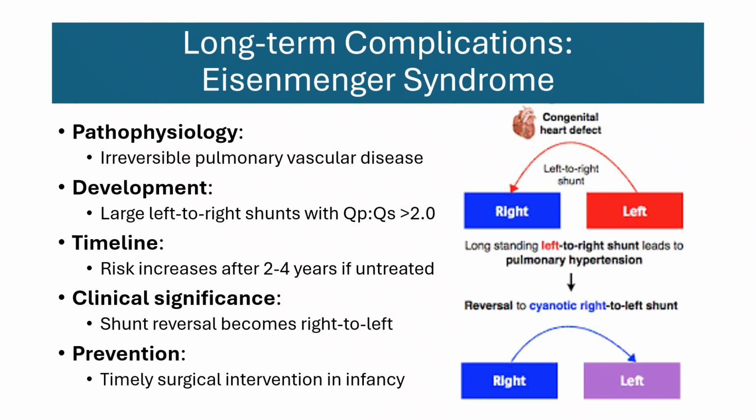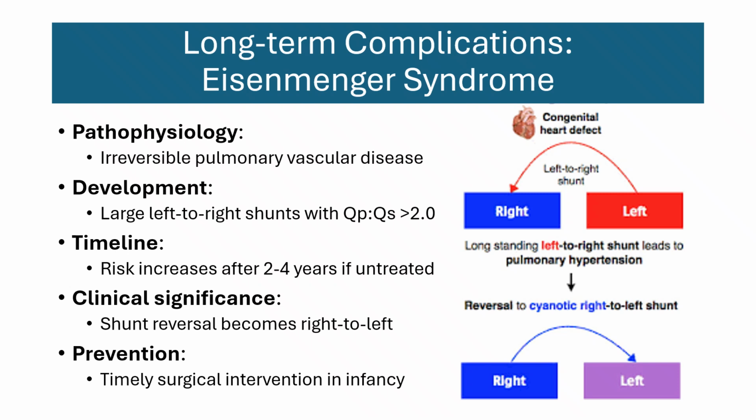Once pulmonary vascular resistance approaches or exceeds systemic resistance, the shunt reverses direction. Right-to-left flow develops, producing cyanosis, digital clubbing, and polycythemia. At this stage, the lesion is no longer operable. Repair of the underlying defect cannot reverse pulmonary vascular changes, and patients face significant morbidity and reduced survival.